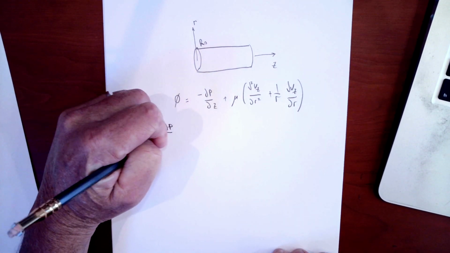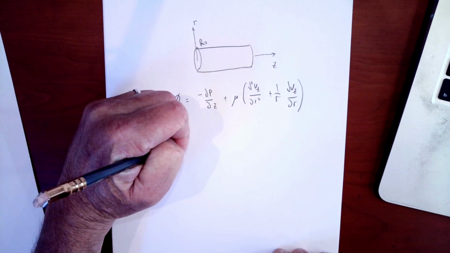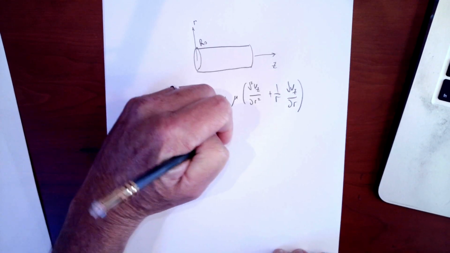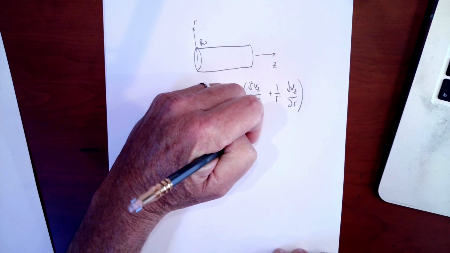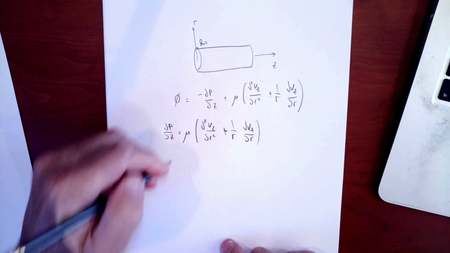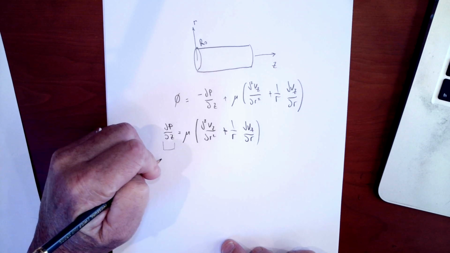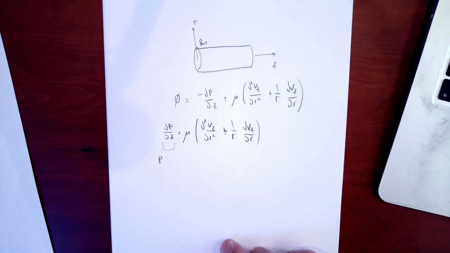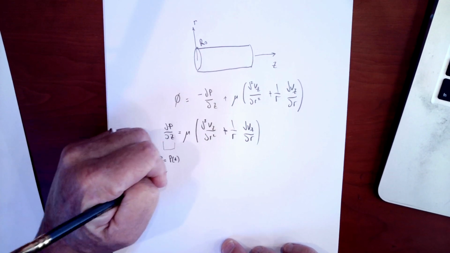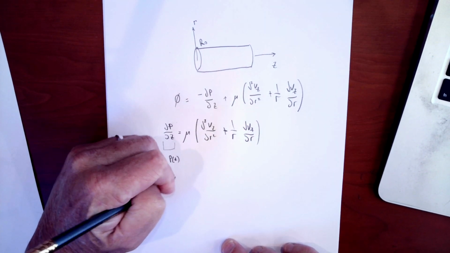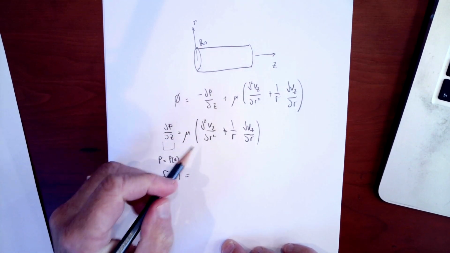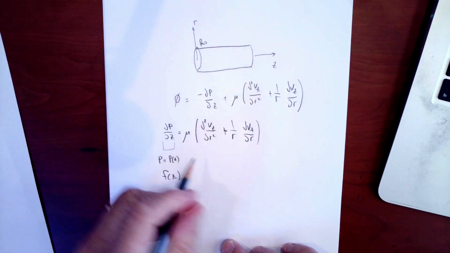So on the left-hand side, we'll have dp dz, and on the right-hand side, we have mu times d squared vz dr squared plus 1 over r dvz dr. And once again, like we did with flow in a plate, we have already observed that p here is not a function of r. It is only a function of z. So p is a function of z on this side. We could call it f of z if we wanted.